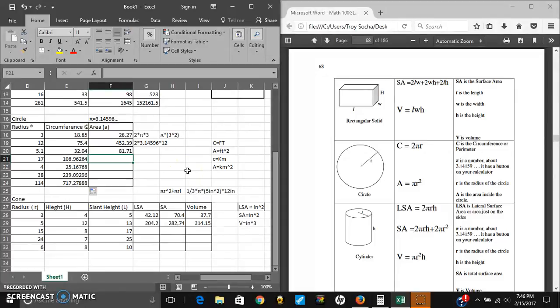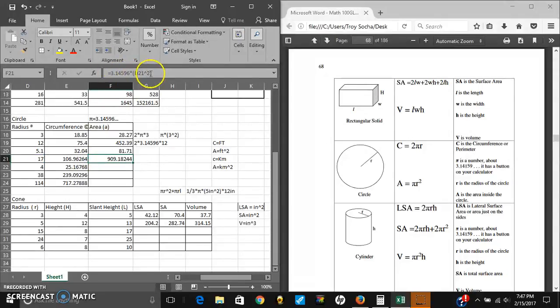Now we do our area, which is pi r squared. We say equals 3.14596 times r squared. So we need a parenthesis so we can tell it to square the r. This cell, little caret, to show that we're squaring it. Then that will finish off our formula for that. That will then help us to click that, and that is now our area.